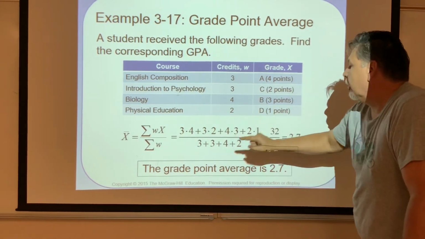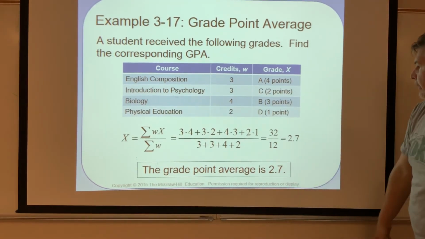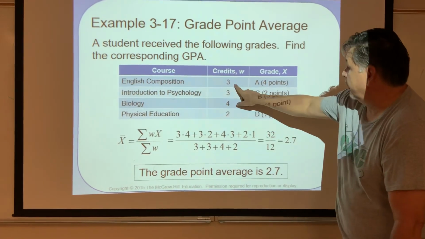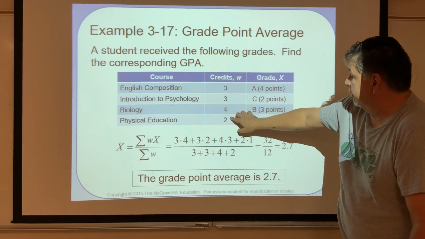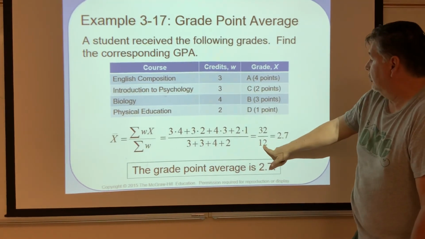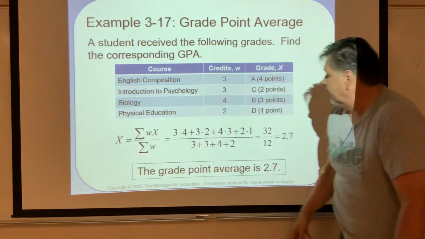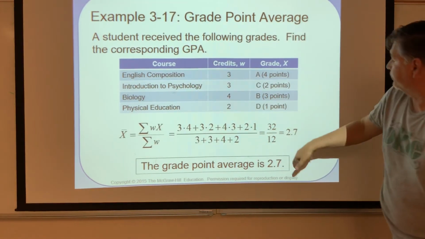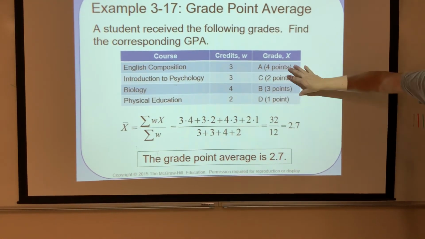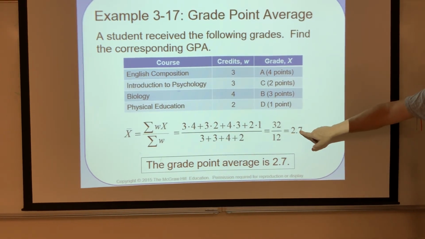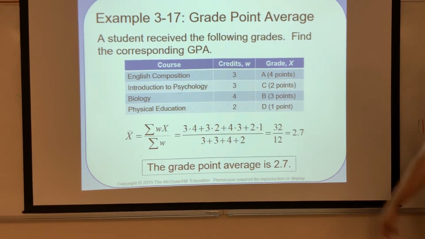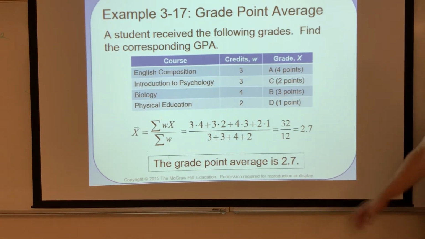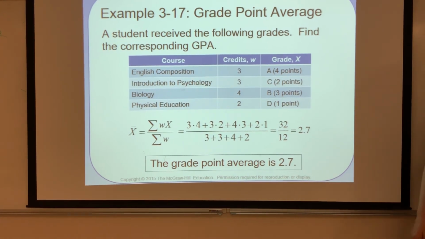So we multiply all those things, and we add them up, and that comes up to 32, and we divide that by the sum of the weights: 3 plus 3 plus 4 plus 2 in the denominator, which equals 12. Now I've got a weighted mean of 2.7. So this particular student's GPA is 2.7. Even though they made an A, the C and the D are bringing them down. So 2.7, it's okay, but it's not great.